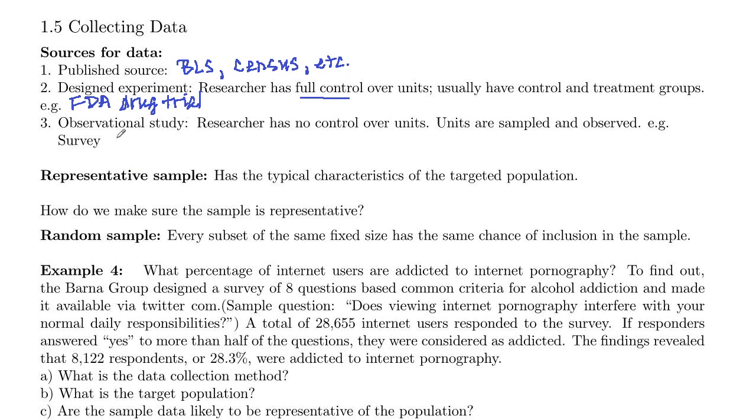Another source of data would be an observational study. Here, the researcher does not have control over the units. They just observe. So they'll collect information and they can organize it and try and draw conclusions from it, but they don't have control. So your units here are sampled and observed. A common example of an observational study is a survey. That's not the only type of observational study.